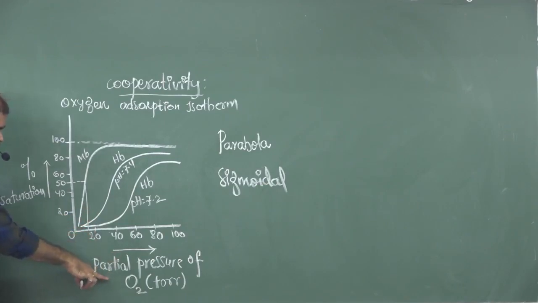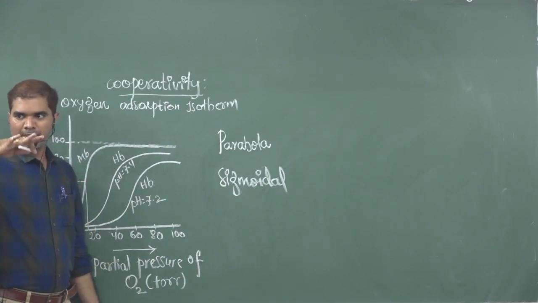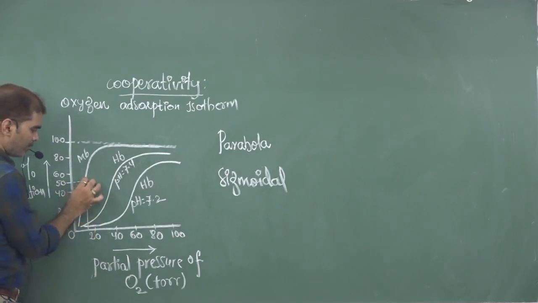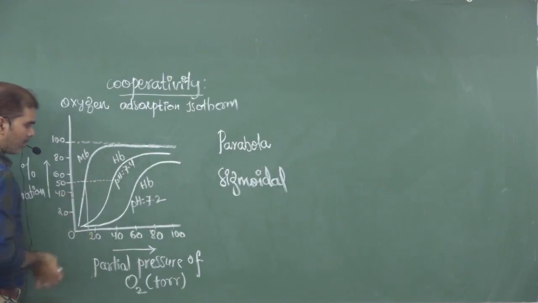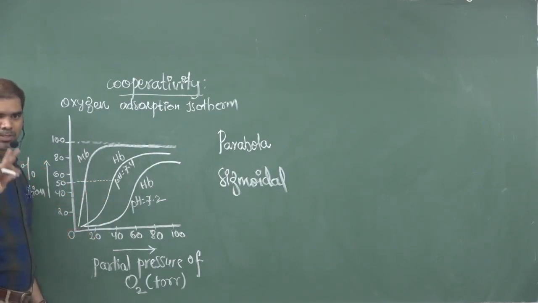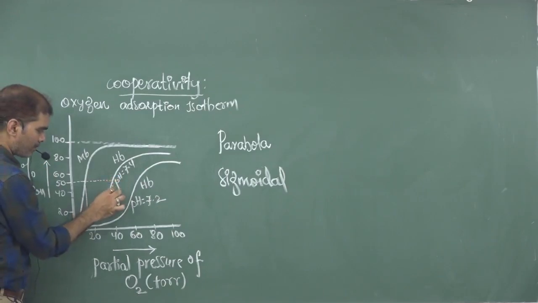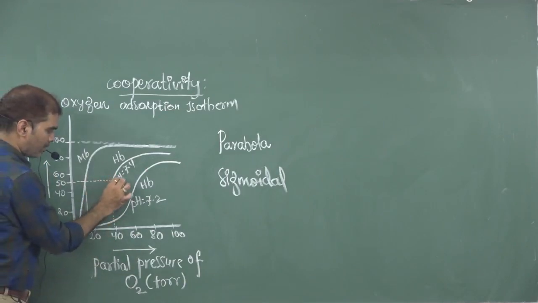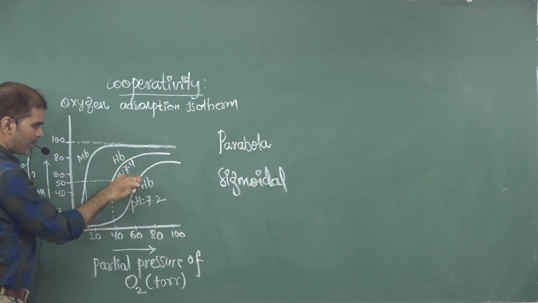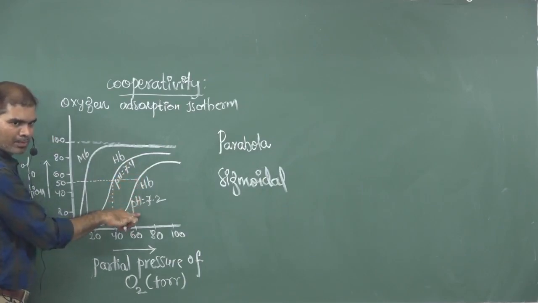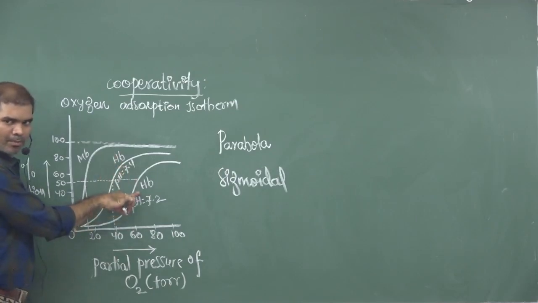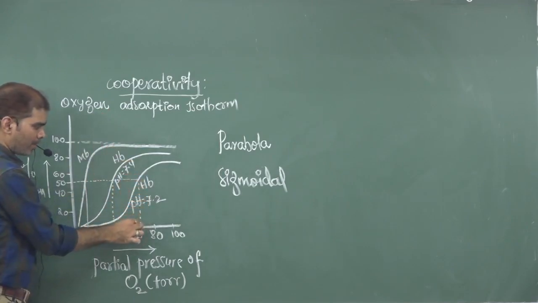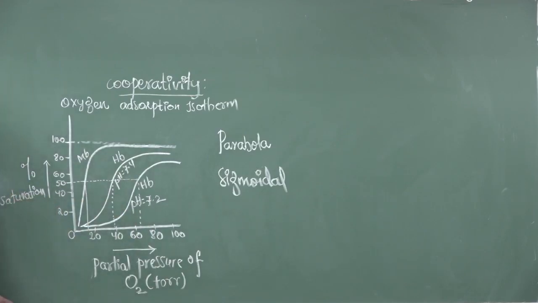So the partial pressure of oxygen required for myoglobin to have 50% saturation is very less. Next, I want the same 50% saturation. I'm taking hemoglobin. How much partial pressure is needed for it? Nearly 40. First I'll draw this, then you try to understand. I want 50% saturation for the same hemoglobin when the pH is low. Whenever pH drops, for that same hemoglobin to get saturated up to 50%, how much partial pressure of oxygen is needed? Above 60. What is the meaning of it?